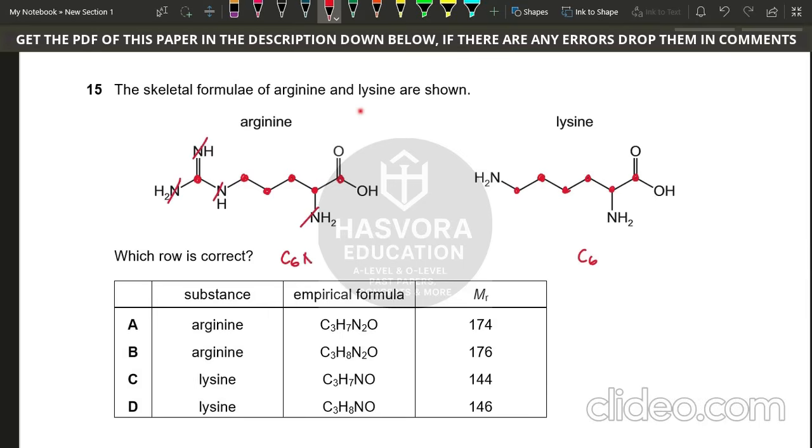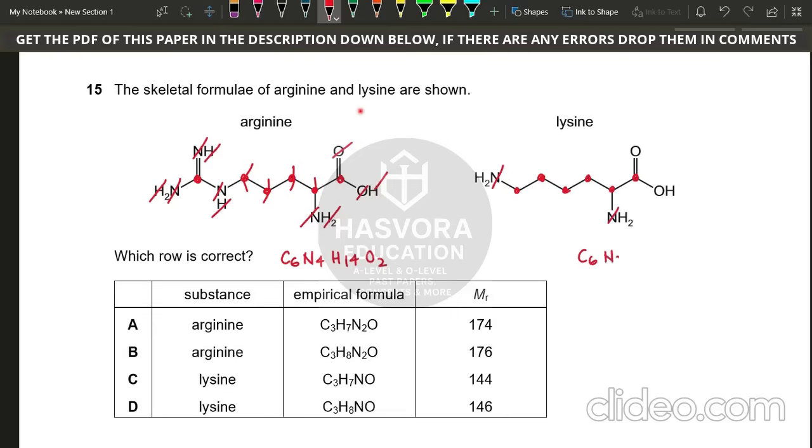So N4. Now let's check for the hydrogen. So 1, 2, 3, 4, 5, 6, 7, 8, 9, 10, 11, 12, 13 and 14. So H14. And how many oxygen? 1, 2. Okay, so O2. Now let's check for the other one. So 1, 2.